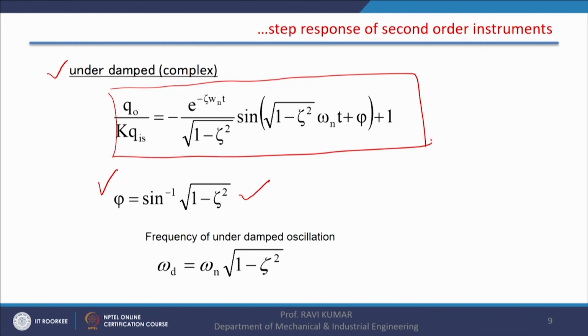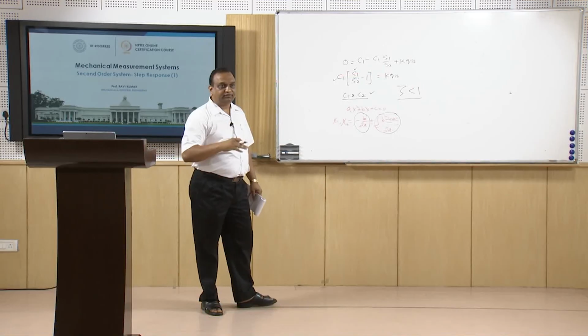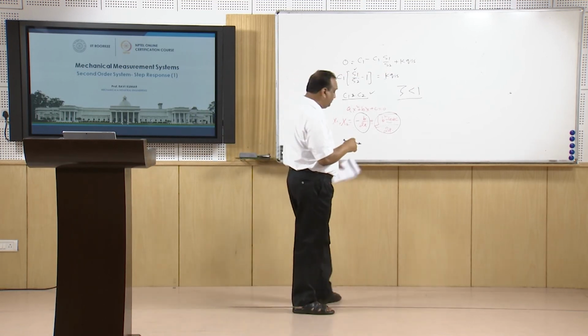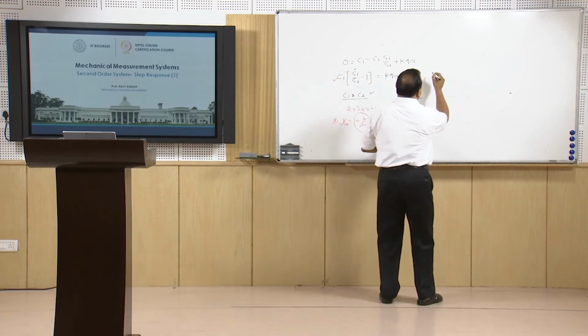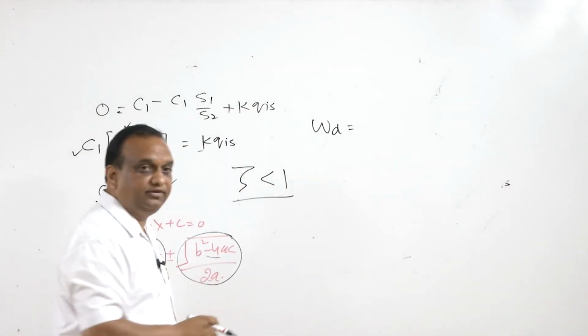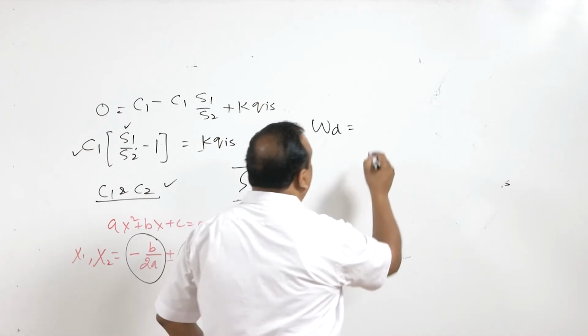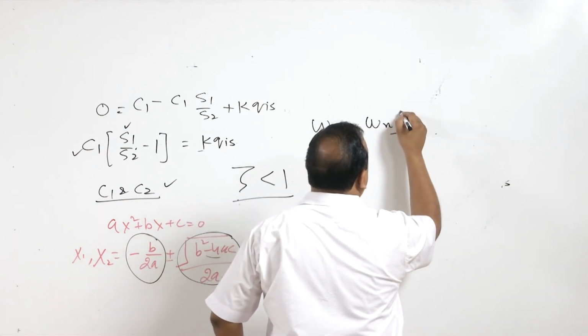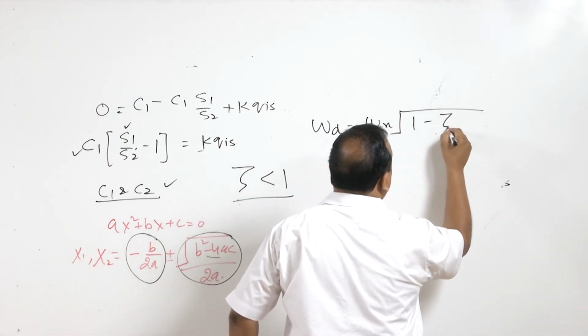And the frequency of underdamped vibrations: when the system is underdamped, the system will vibrate for a certain time period. The damped frequency of the second order system which is underdamped is the natural frequency multiplied by root of 1 minus zeta square.